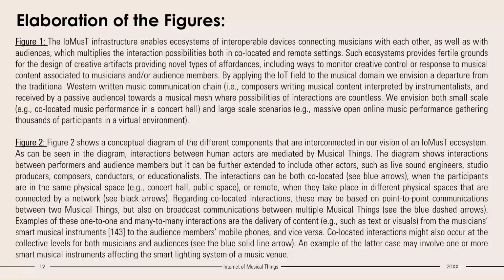Elaborating on the figures, we can see that in figure 1 the IoMusT infrastructure enables ecosystems of interoperable devices connecting musicians with each other as well as with audiences, which multiplies the interaction possibilities both in co-located and remote settings. Such ecosystems provide fertile grounds for the design of creative artifacts, providing novel types of affordances, including ways to monitor creative control or response to musical content associated to musicians and/or audience members. Figure 2 shows a conceptual diagram which has different components that are connected in our vision of an IoMusT ecosystem. As can be seen in the diagram, interactions between humans are mediated by musical things. The diagram shows interactions between performers and audience members, but it can be further extended to include other actors such as live sound engineers, studio producers, composers, conductors, or educationalists.